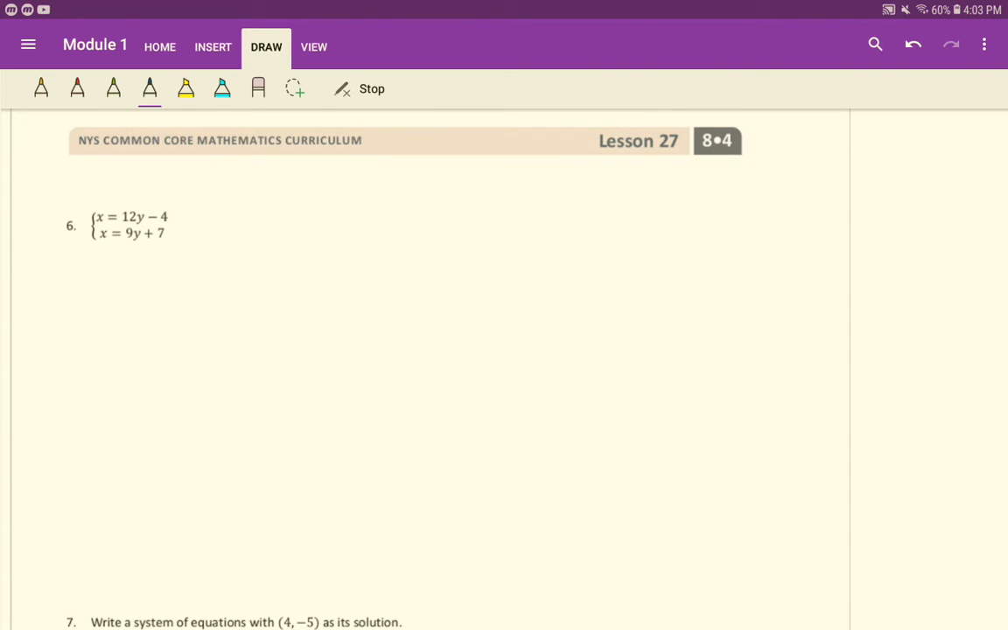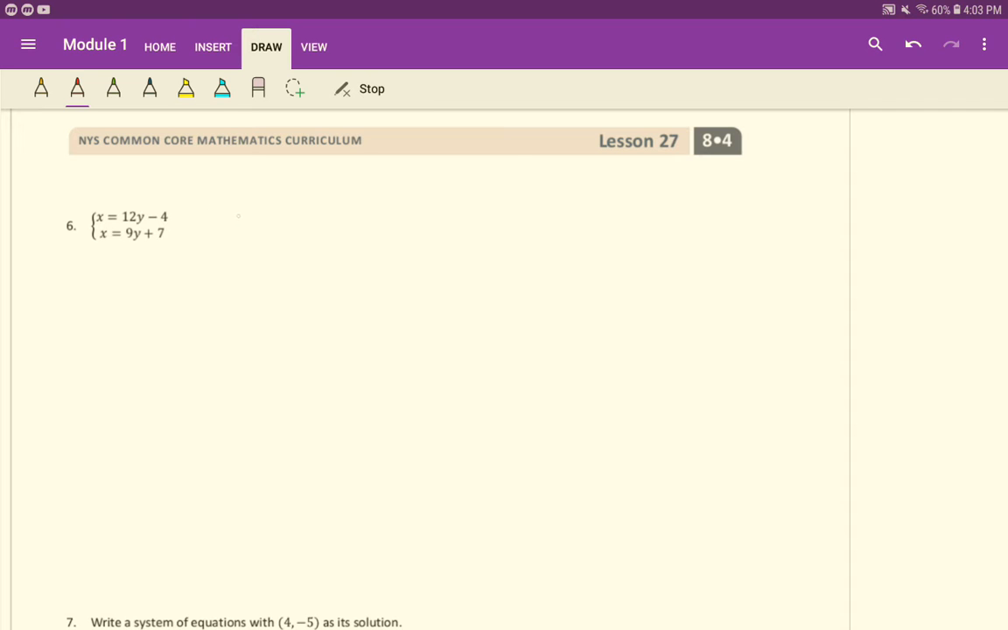So, number 6. Again, we're going to use substitution here, and you could graph this. You would need to solve both of these for y. We're going to use substitution just to be consistent with what we've been doing. So again, pause the video, go ahead and try this one on your own. Remember that x is the same as 12y minus 4, but x is also the same as 9y plus 7. So write a new equation that substitutes one into the other.